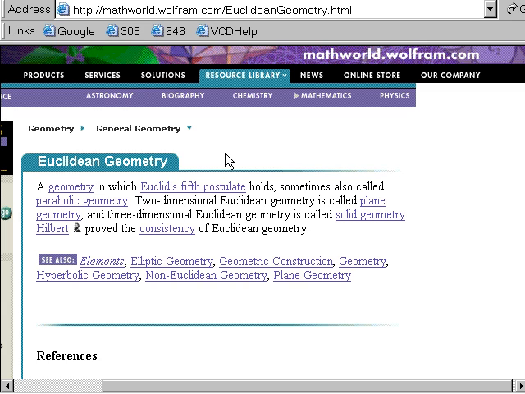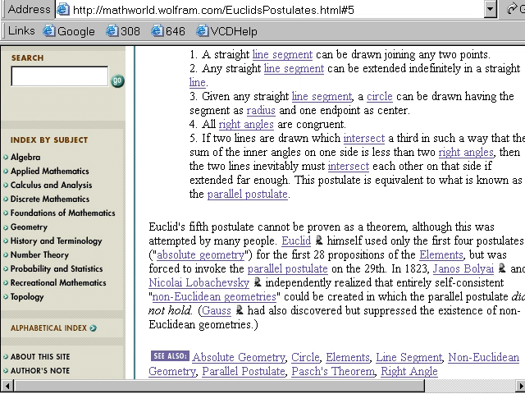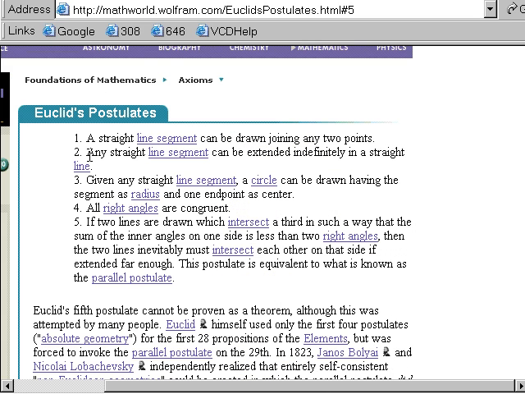So Euclidean geometry is a geometry where Euclid's fifth postulate holds. Now, Euclid's fifth postulate is the parallel postulate. And these are the original 4 postulates of Euclid. A straight line segment can be drawn joining any 2 points. A straight line segment can be extended indefinitely into a straight line that goes to infinity. A circle can be drawn with the segment as the radius and one endpoint as the center. All right angles are congruent.